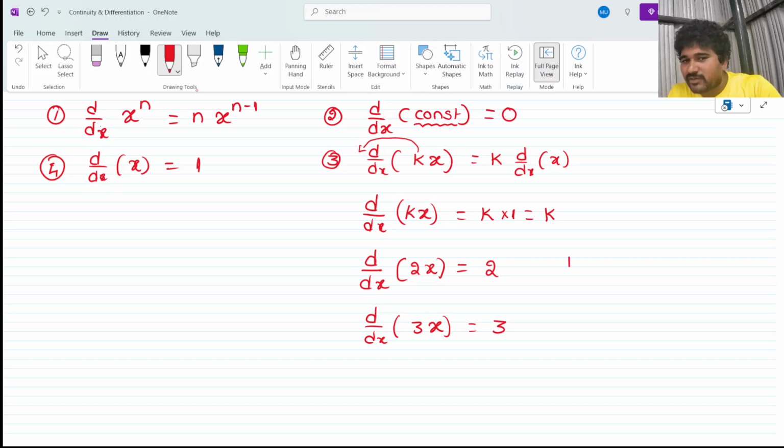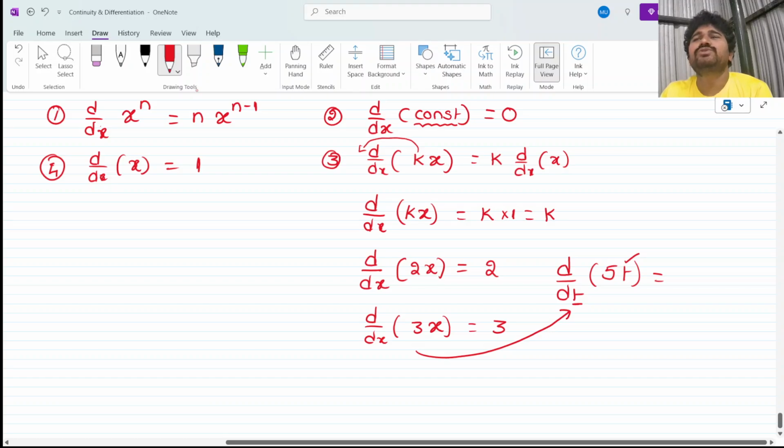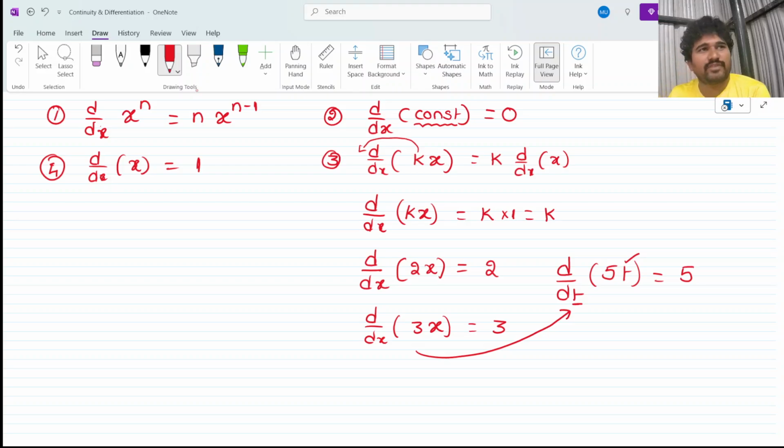For example, they have written d by dt of 5t. Here you are differentiating with respect to t only, right? And who is the variable here? t only, right? Then you don't think anything, it's like x and x. Same, this and this, same only. You just use a different variable. So what will be its answer? Just 5. I hope you understood that.